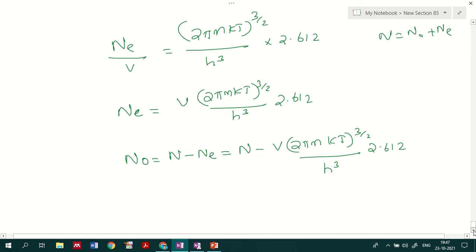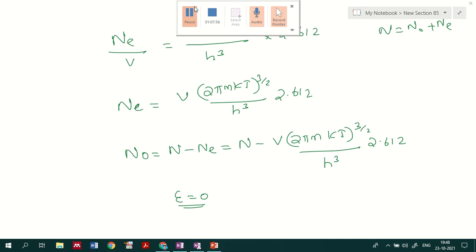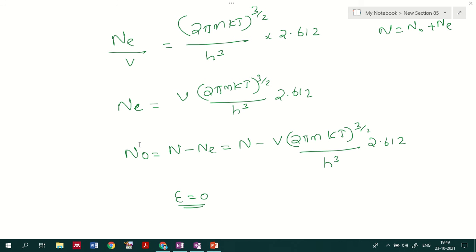Okay, so what we will be getting is that at this state, epsilon is equal to 0, where we know that N0 is the total number of particles at the ground state level. So this is the representation for what? Bose-Einstein condensation in that case. So here you can see that the total number of particles at the ground state is the total number of particles minus the particles at the excited level. So most of the particles at this state will be at N0. N0 means the number of particles at the energy epsilon equal to 0. Okay, so this is the representation, we call it Bose-Einstein condensation.